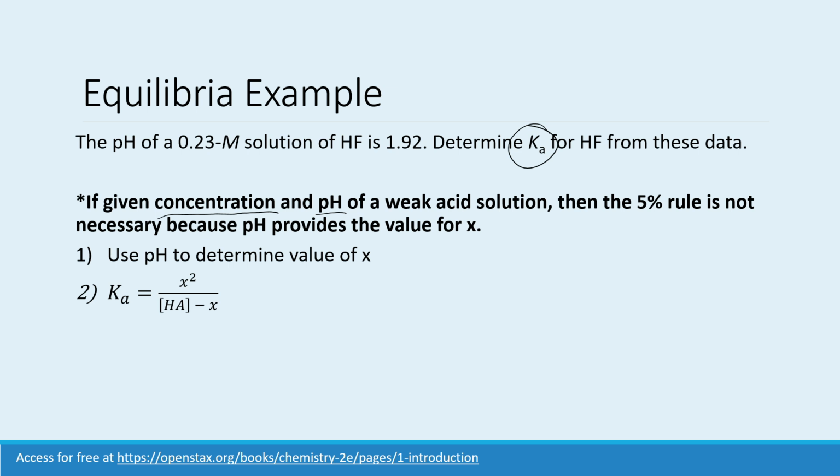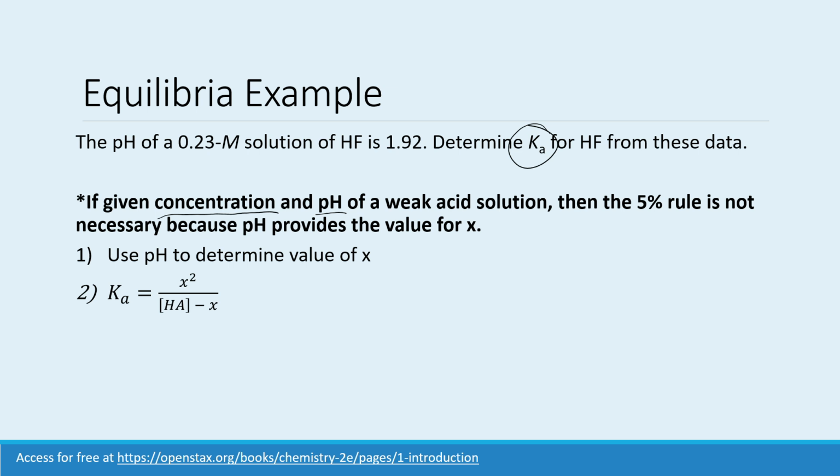Right, and the 5% rule is all about avoiding the quadratic equation where you have to calculate the value of X based off the equilibrium expression. So if you already know what X is through the pH, then we don't need the 5% rule.